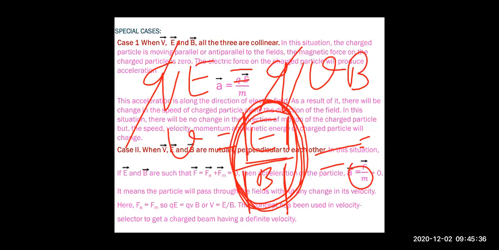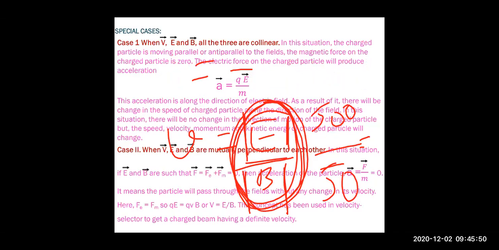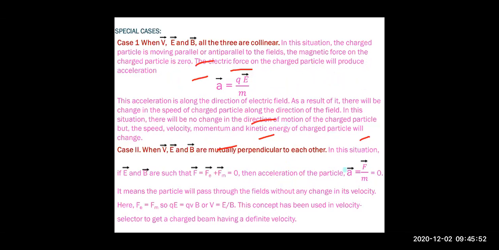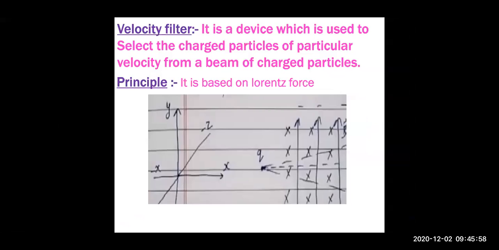For example, if you are giving an electric field of 500 and you are putting a magnetic field of 50, so 500 by 50 means it is 10, so you are adjusting according to it. So with this the velocity selector can be made, right children? So this is your next topic, that is velocity selector.